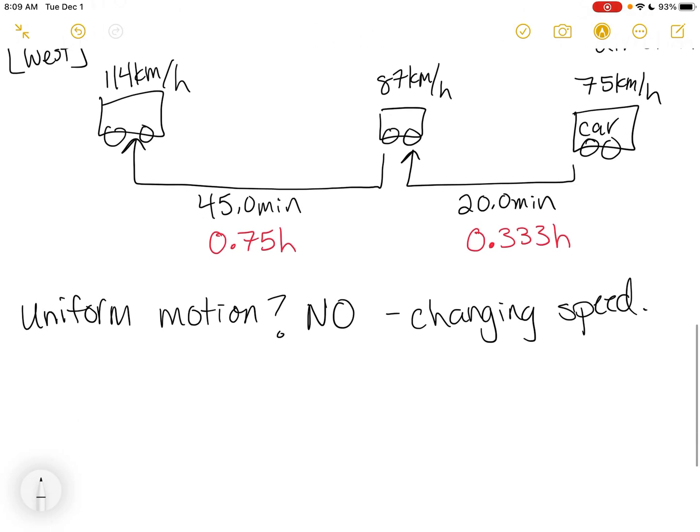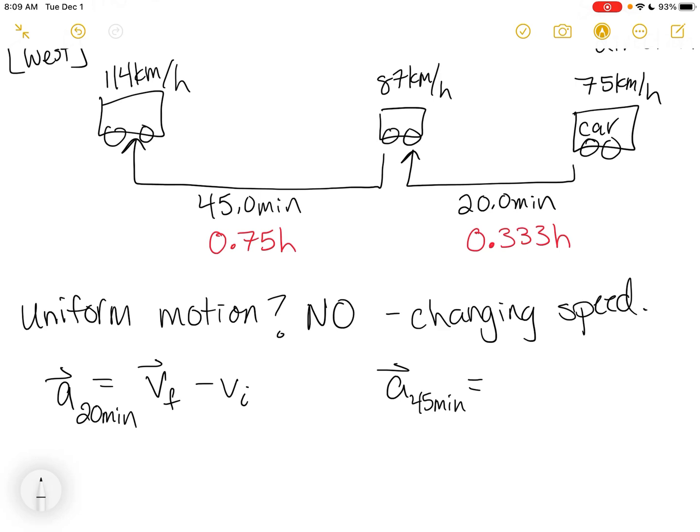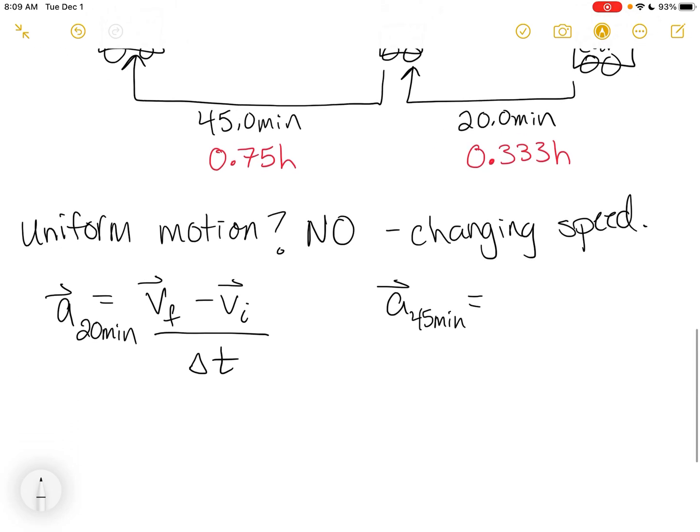Okay, now I want us to calculate our acceleration over that 20-minute time span. And then we're going to do the same thing. We're going to calculate the acceleration for the 45-minute time span as well. So the acceleration for the 20-minute time span, we have to do final velocity minus initial velocity over our time.